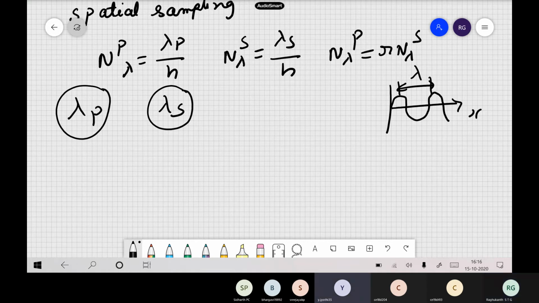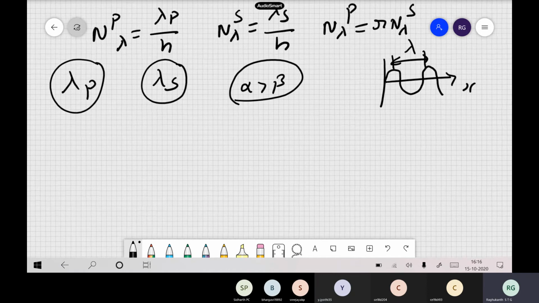P waves reach very fast, they travel very fast. So what is the relationship between velocity and lambda? That you have studied in your 10th class or 6th class. What is the famous equation you have studied? Velocity of a wave, how are velocity and wavelength related? V is equal to nu lambda, where V is equal to n times lambda. You remember? Here n is nothing but frequency.